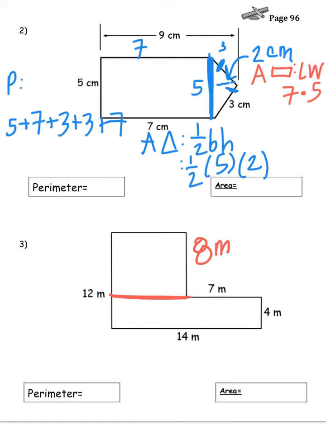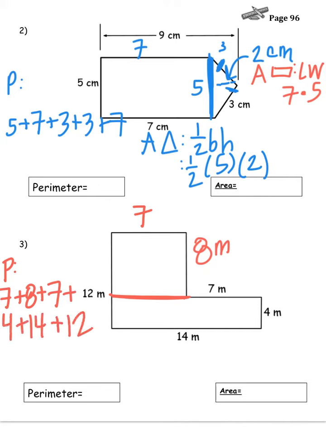Okay, so I have 7 here, and a total of 14. That means that I'm missing 7. So 7 here plus 7 gives me the total of 14. I'll let you try it. We'll add up the sides. So 7 plus 8 plus 7 plus 4 plus 14 plus 12.